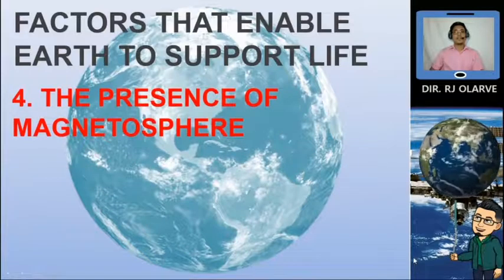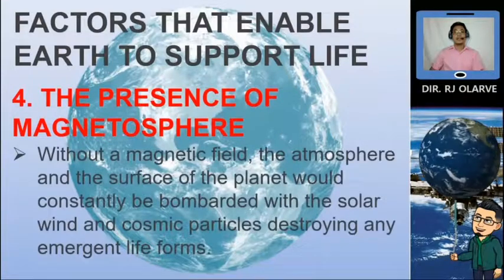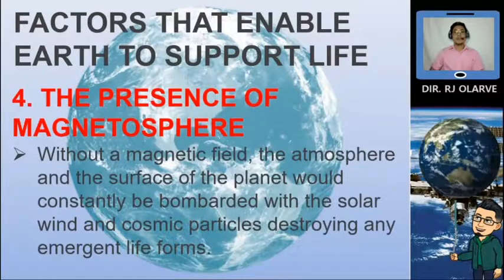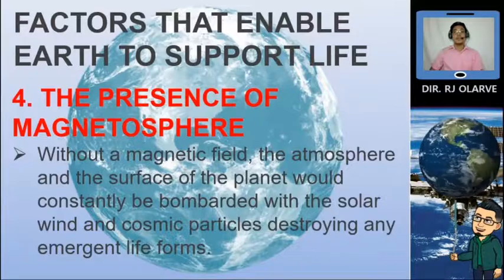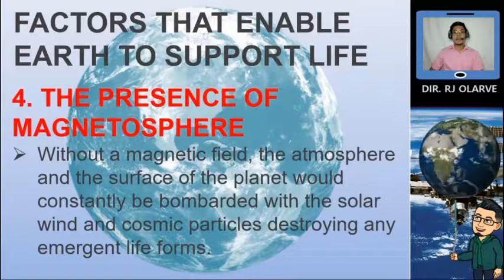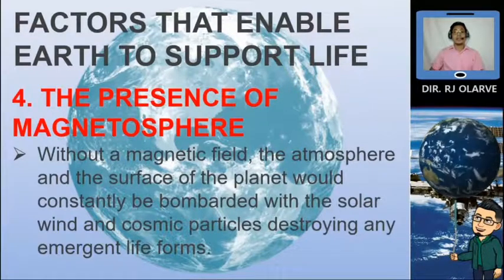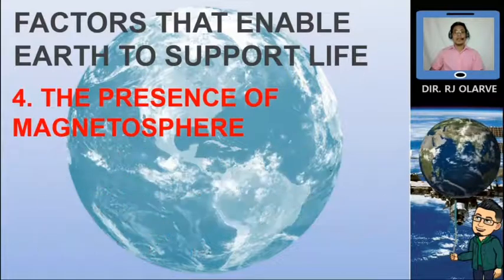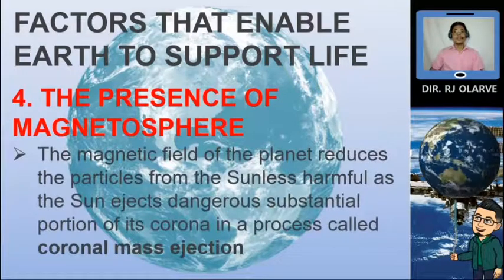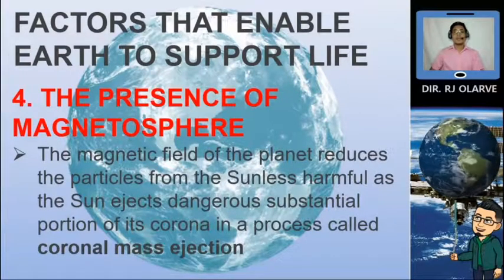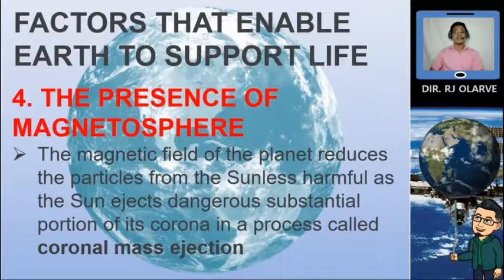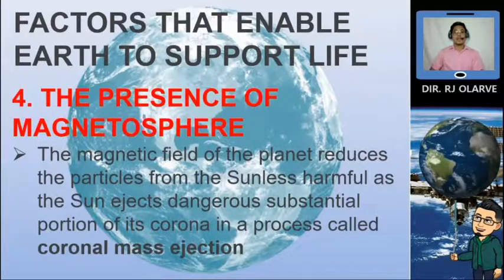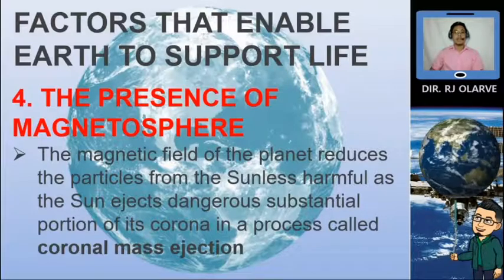Next, number 4 is the presence of the magnetosphere. So without a magnetic field, the atmosphere and the surface of the planet would constantly be bombarded with the solar wind and cosmic particles, destroying any emergent life forms. And this magnetosphere is a special sphere wherein the magnetic field of the planet makes the particles from the sun less harmful as the sun ejects a substantial portion of its corona in a process called the coronal mass ejection.